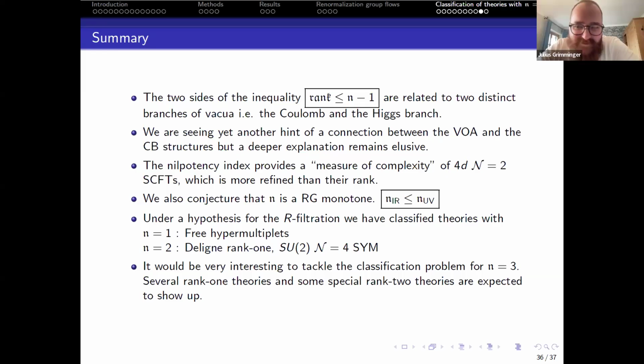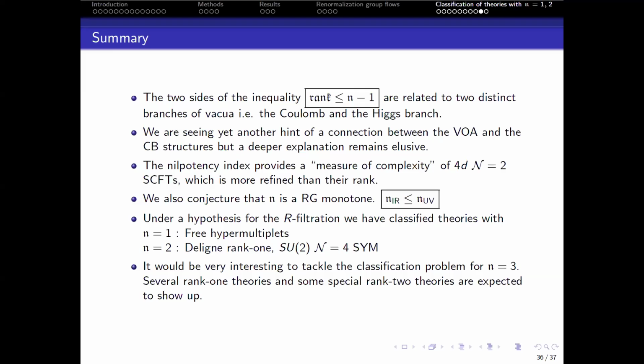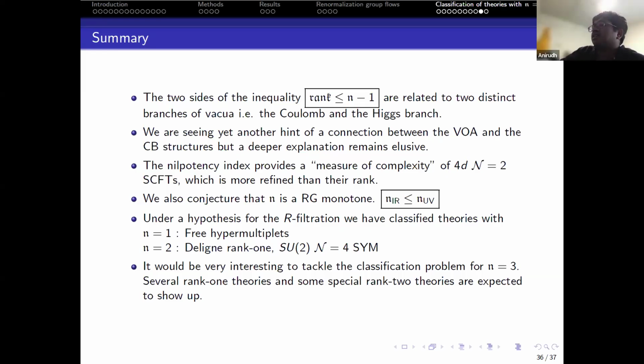More questions? I guess a related question. So you argue that there is a minimum value for the nilpotency index given a rank. Do you also expect that there is some maximum value? Say you want to study theories of fixed rank, you expect that n is also bounded from above? Oh, okay. I really don't know. Maybe it's possible, but I have no idea about this.